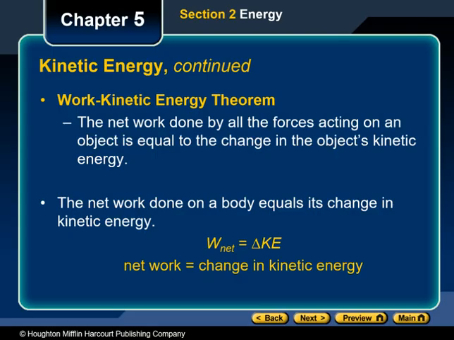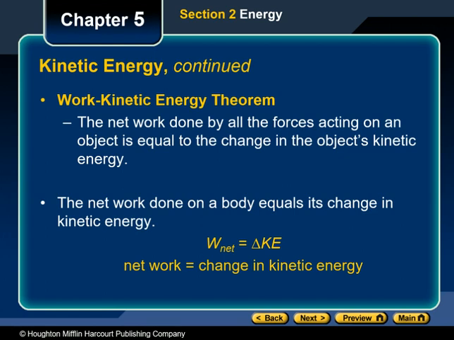The net work done on a body equals its change in kinetic energy. The equation net work is equal to 1/2 mass times final velocity squared minus 1/2 mass times initial velocity squared, derived at the beginning of this section, says that the net work done by a net force acting on an object is equal to the change in the kinetic energy of the object. This important relationship, known as the work kinetic energy theorem, is often written as shown on the screen here. Net work is equal to change in kinetic energy, or W sub net is equal to delta KE.